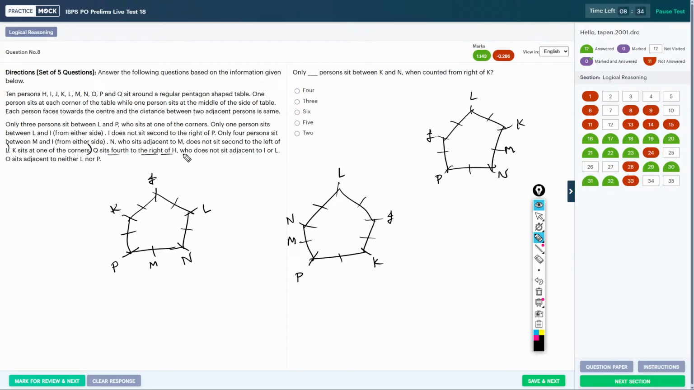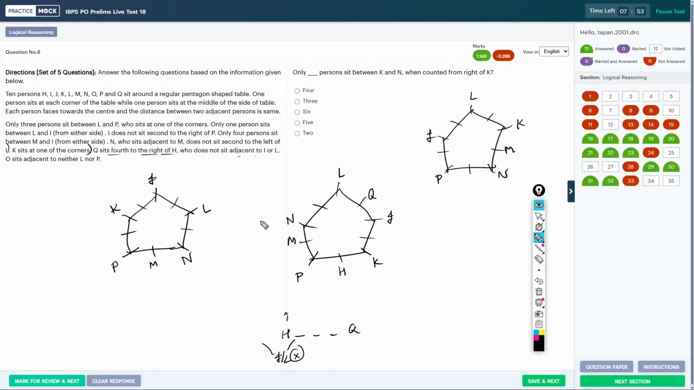Q sits fourth to the right of H, who does not sit adjacent to I or L. So H, 1, 2, 3, Q. But H does not sit here or here. I or L cannot be here. Okay, so let me see H, Q. Q sits fourth to the right of H. H cannot be here.